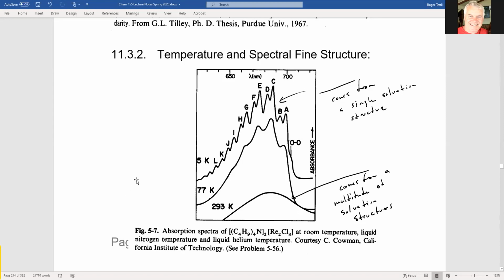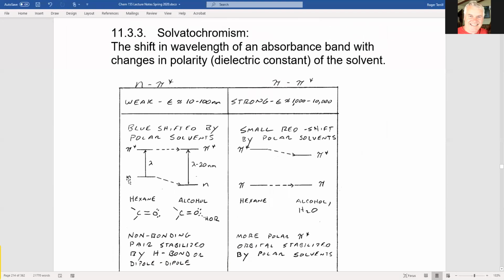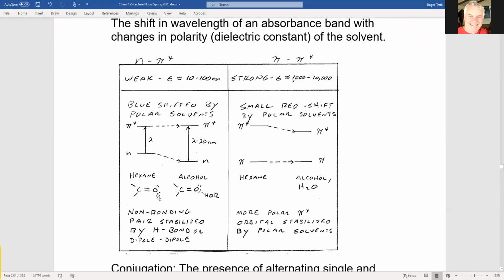So let's see, where are we? Let's talk about solvatochromism briefly. We talked about n to pi star and pi to pi star type transitions. These are common for unsaturated molecules, right? It's molecules with pi electrons, with pi bonds. And there are two different types of pi star involving transitions, and that is n to pi star and pi to pi star. So obviously, for an n to pi star transition to exist, the molecule has to have nitrogen, oxygen, or a halogen, right? Fluorine, chlorine, bromine or iodine.